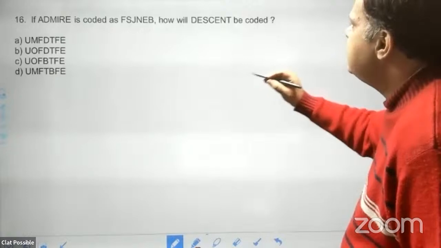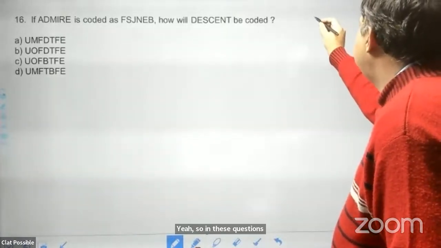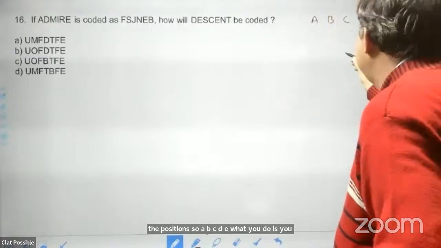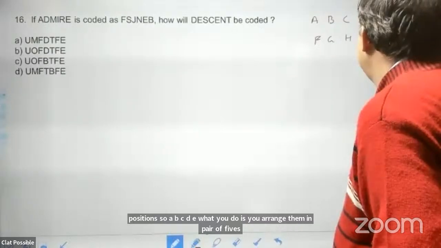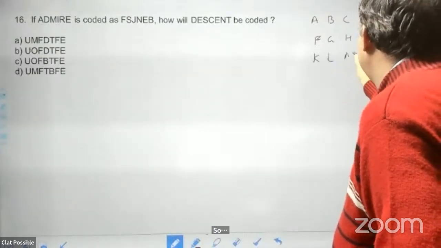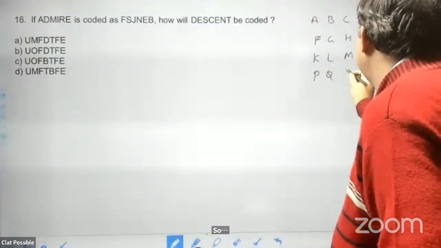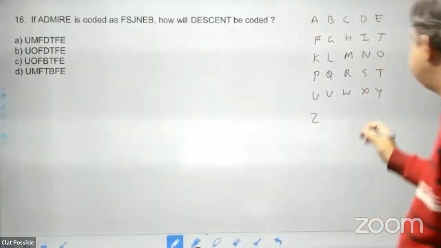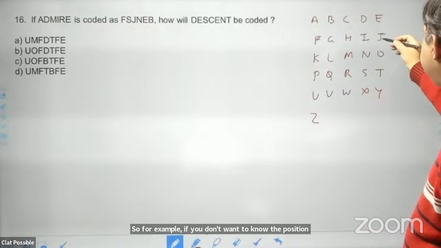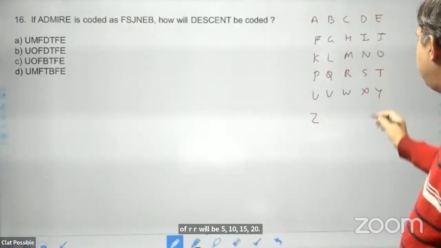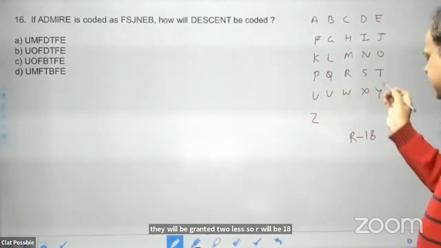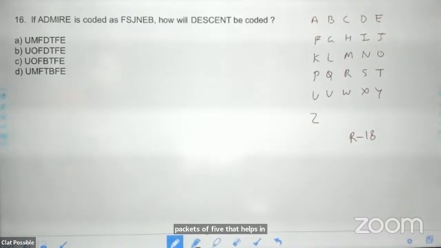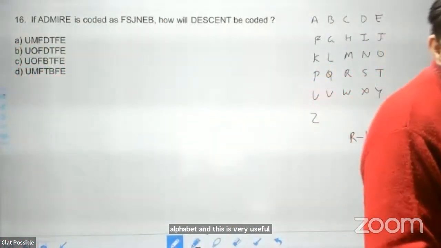Yeah. So in these questions, coding, decoding, often you should know the value of the positions. So A, B, C, D, E, what you do is you arrange them in packets of fives. For example, if you want to know the position of R, it will be 5, 10, 15, 20, T will be 20, 2 less, so R will be 18. So arranging in packets of 5 helps in finding the value of any alphabet. And this is very useful in these kinds of questions. Just try this.